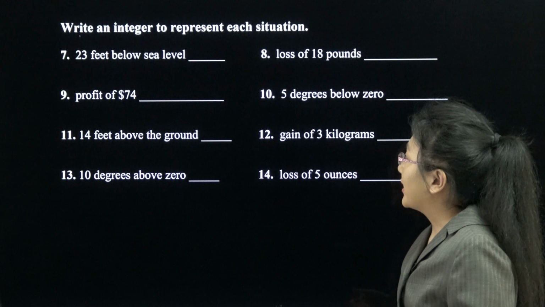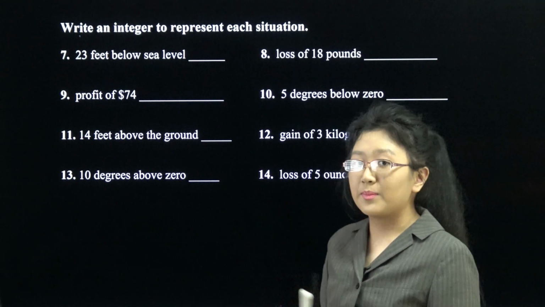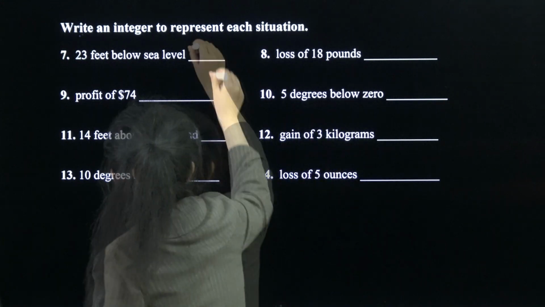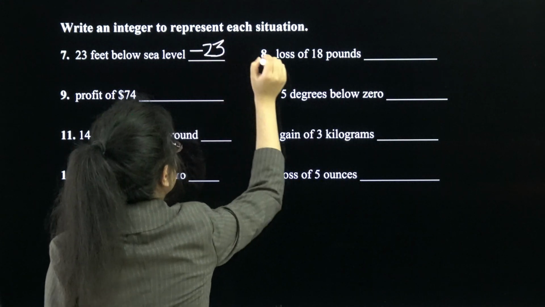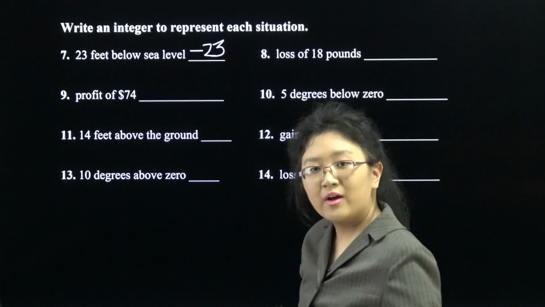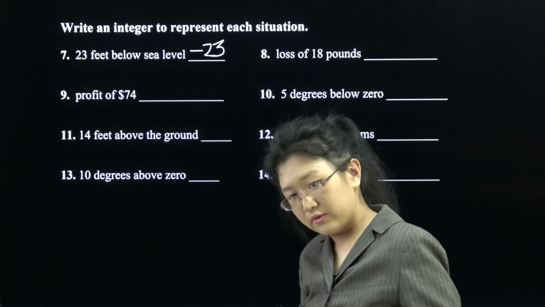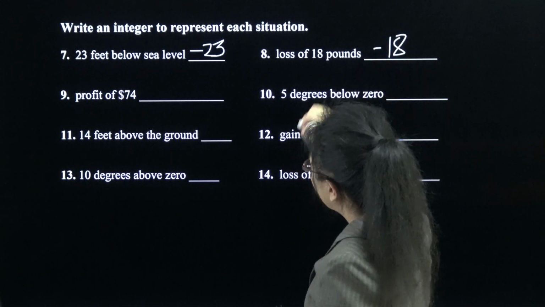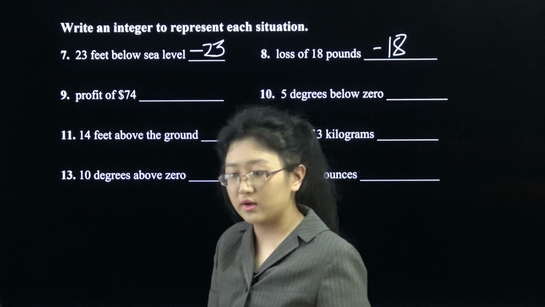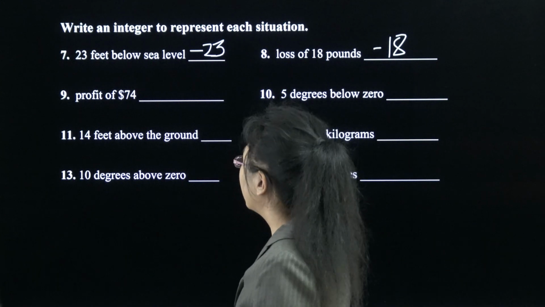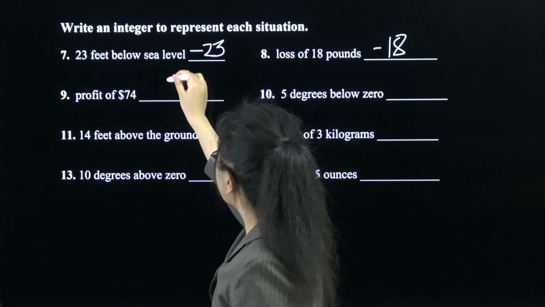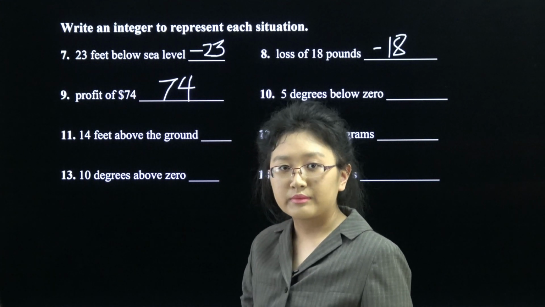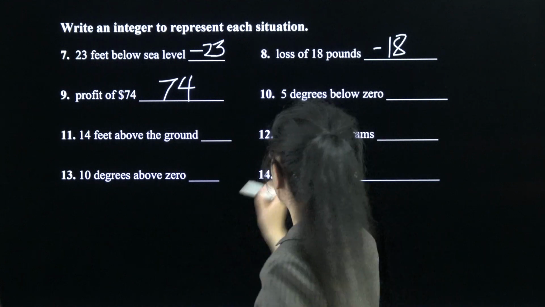Alright, guys, so we're going to do these. Write an integer to represent each situation. 23 feet below sea level. What did I just say about below sea level? It's negative. Loss of 18 pounds. If you're losing it, then it's negative. Profit of $74. Well, profit is a type of monetary gain, so positive. 5 degrees below 0. It's below 0, so negative 5.